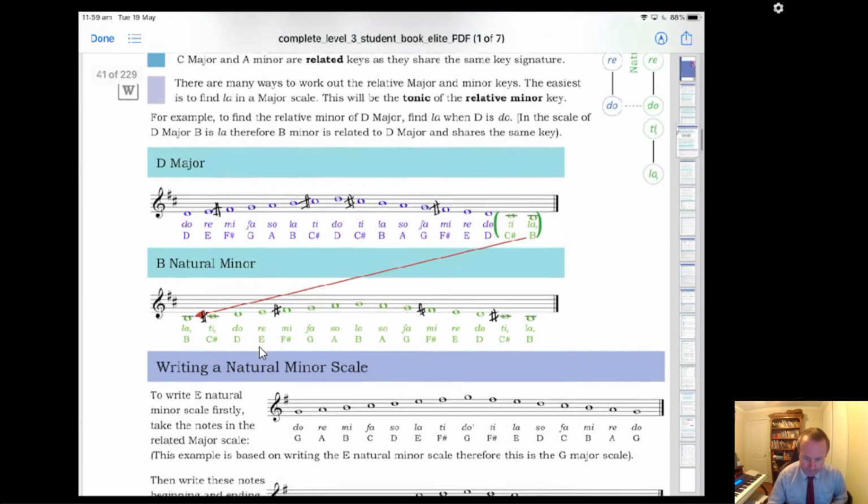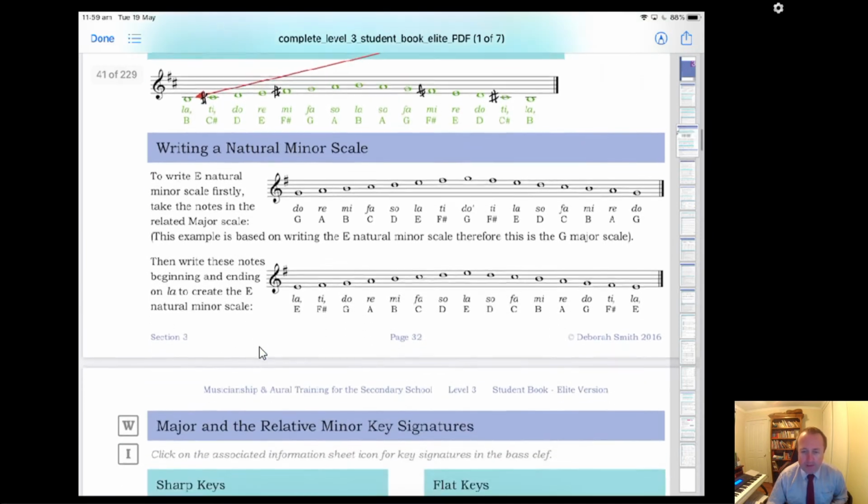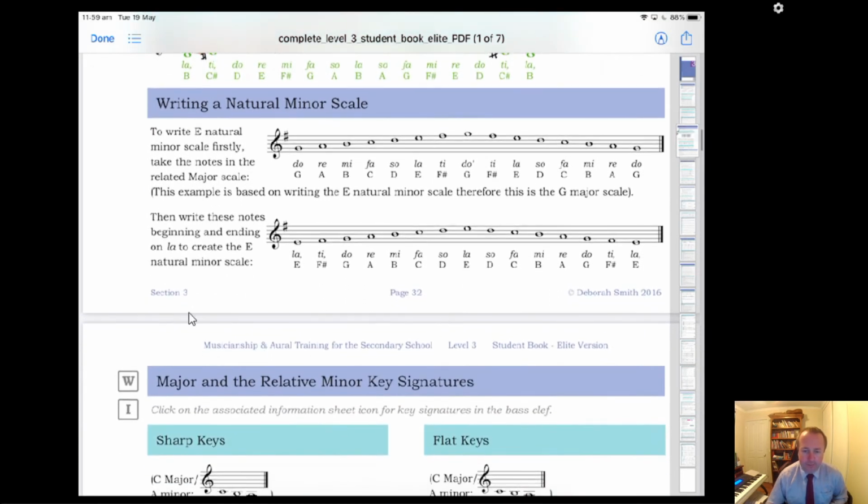Let's move along. So how do we write these scales? Here's an example of writing a natural minor scale. To write E natural minor scale, firstly, take the notes that are in the relative major scale. Now, if we counted down 3 to get the natural minor, so for example, when we started with C major, we counted down 3. C, B, A, or Do, Ti, La to get A natural minor. It goes without saying, if you're told to write a natural minor on a certain note, that to get the relative major, you would count up.